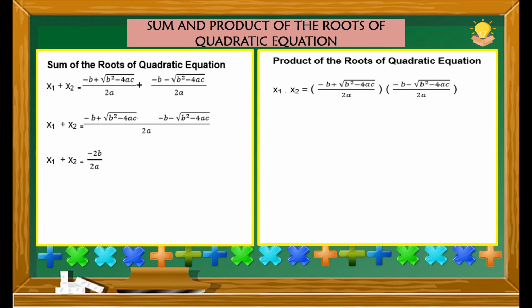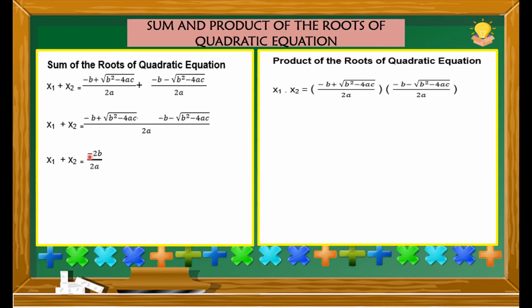Then, let us continue. So, we have here now, to have the sum, why do we have this negative 2b? Because we can cancel this positive square root of b squared minus 4ac and negative square root of b squared minus 4ac. Once you cancel this, it will become 0, because that is the inverse or the opposites. Then, after canceling that, the remaining is negative b and another negative b, which shows that you have two negatives. That's why you have here negative 2b all over 2a.